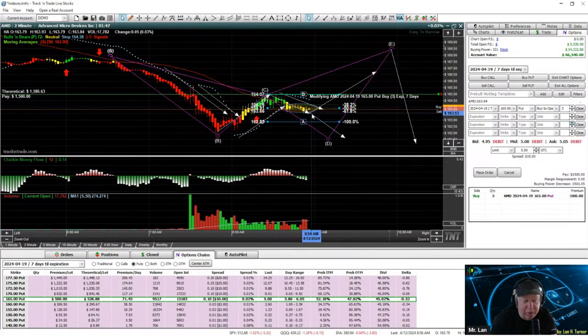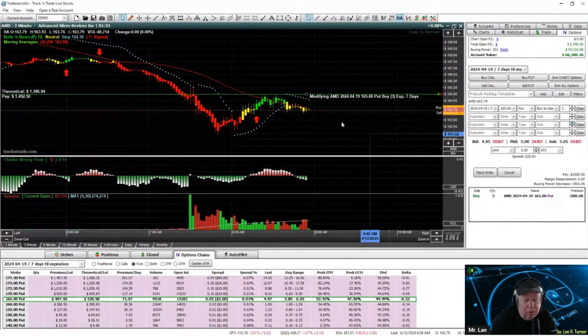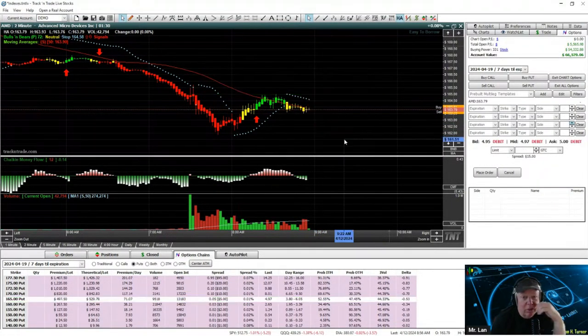Buy one of each, Lan. Buy a put and a call. Don't want to do that. Buy a bull call spread, Lan. I wouldn't do that either. I just want to pick my direction and go. It's kind of a little wedge pattern right there. Indecision.